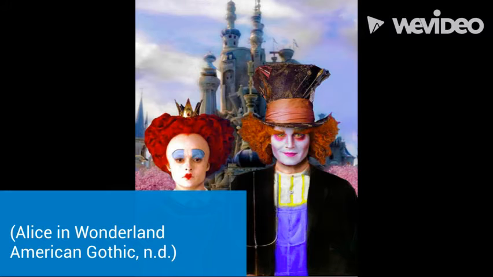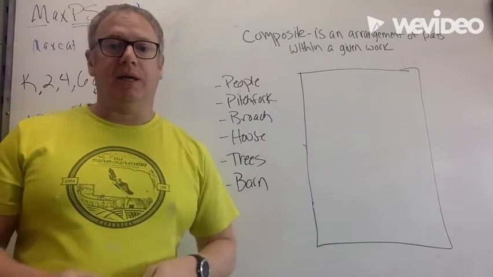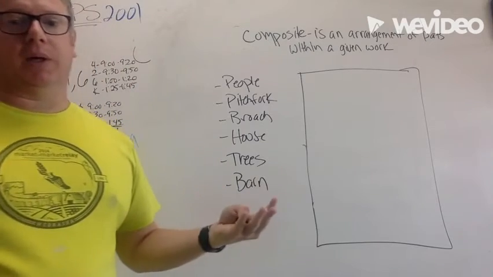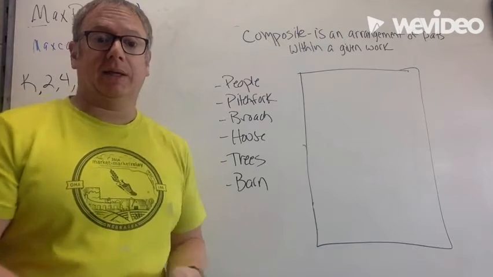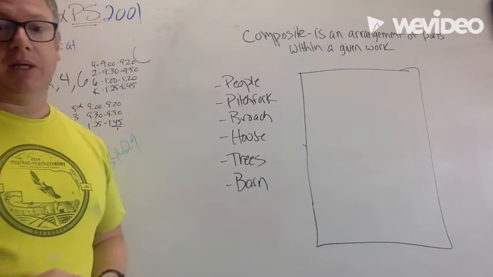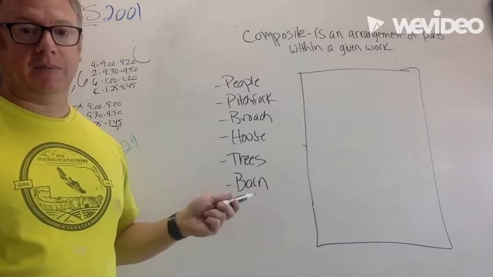So you might ask yourself, what makes up the American Gothic composition? These things include the subjects, meaning the people, the house, window, trees, barn, pitchfork, and brooch. It's a composite. A composite is an arrangement of parts within a given work. So with American Gothic, it is all the things that make up American Gothic. In this case, it is the people, the pitchfork, the brooch, the house, the trees, and the barn.